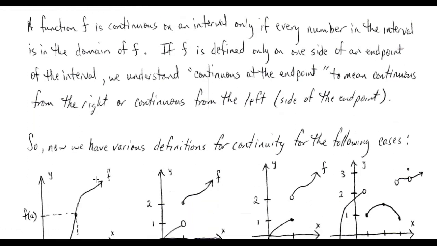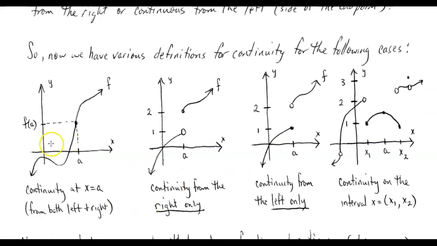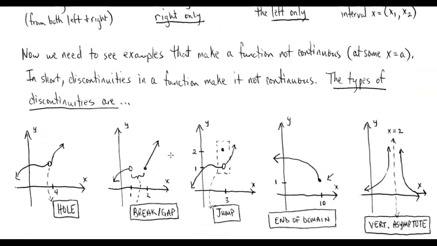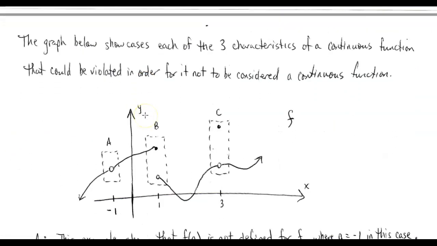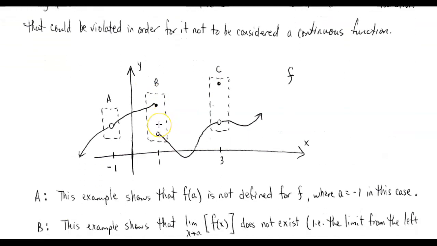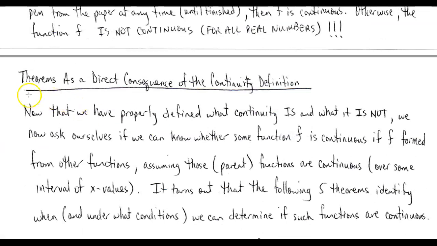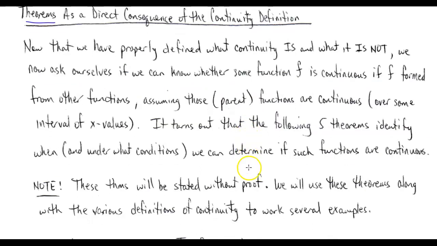And then we talked about continuity on an interval. So we saw what continuity is at a particular point. We saw what continuity is from the right, from the left, and on an interval, we saw what that actually looks like. And we also learned examples of what discontinuities looked like, okay? We saw what happens in situations where we would violate one of the three conditions of the continuity definition, or the continuity criterion, as it is sometimes called. And then from here, we had some theorems that came as a direct consequence of the continuity definition, okay? And we had five in all.